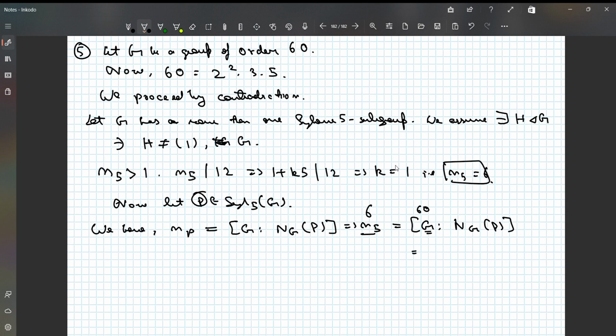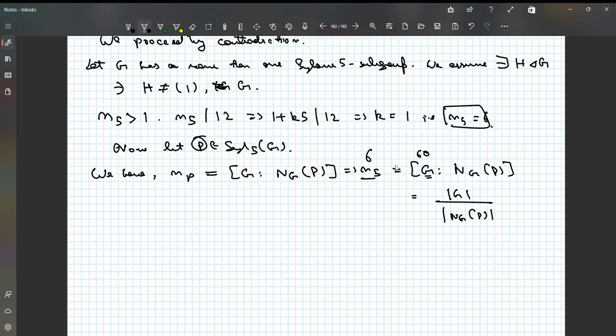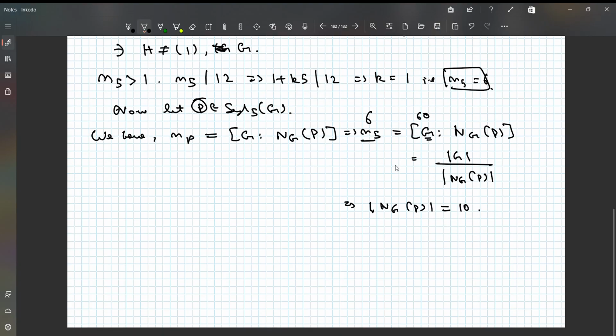Order of G is 60. Now this index is the order of G divided by the order of the normalizer of P in G. So we have 6 equals 60 divided by something, so that something must be 10. So the order of the normalizer of P in G must be precisely equal to 10, right?